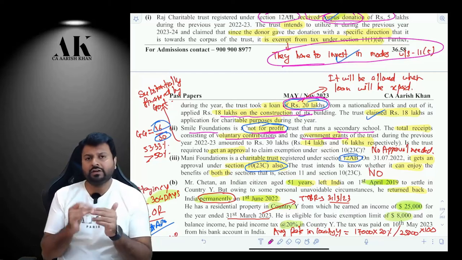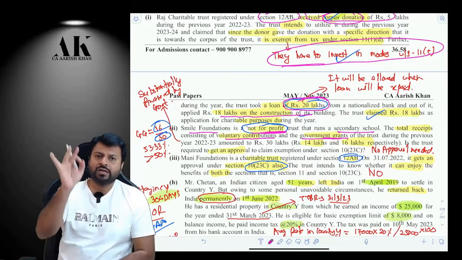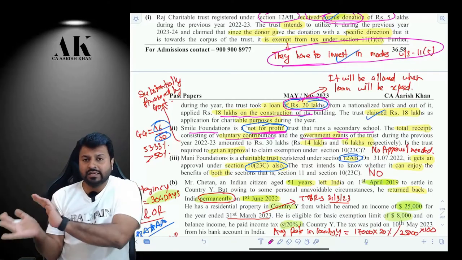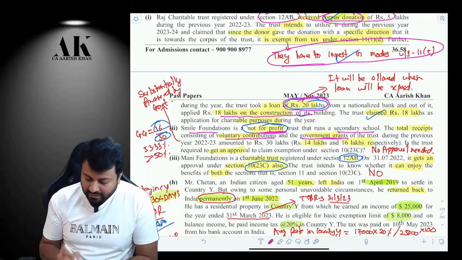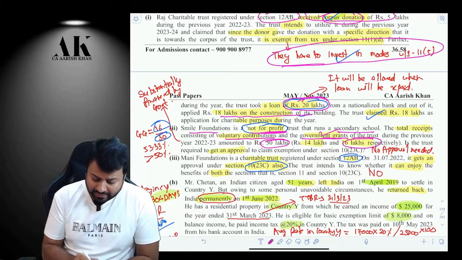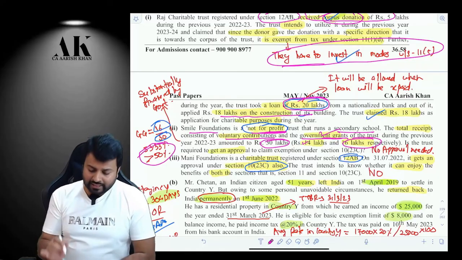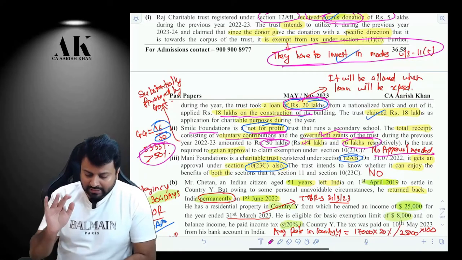Okay. Now, we need to find out how much the government has financed. What do I mean by substantially financed? As per section 10(23C), substantially financed means the government should finance more than 50%. Here, out of the total donation of 30 lakhs, 16 lakhs is given by government grant and 14 lakhs is given by public. Therefore, it is substantially financed by the government and therefore the income is exempt. They need not take any approval over here.